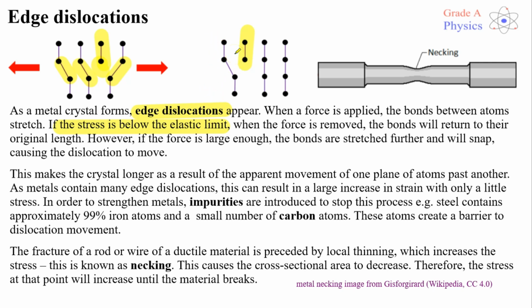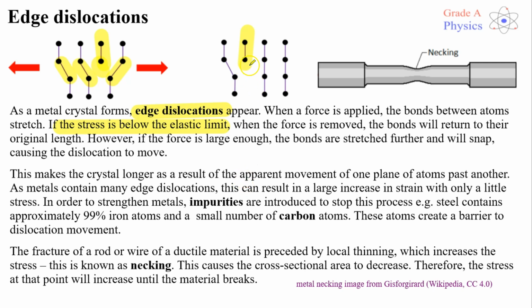So we're actually breaking and reforming atomic bonds, and as a result of this, we stretch out the material. So we end up with a permanent extension. This is why we have elastic behavior below the elastic limit, where force is proportional to extension, and plastic behavior above the elastic limit, because we have these bonds breaking and reforming to give us a permanent deformation.